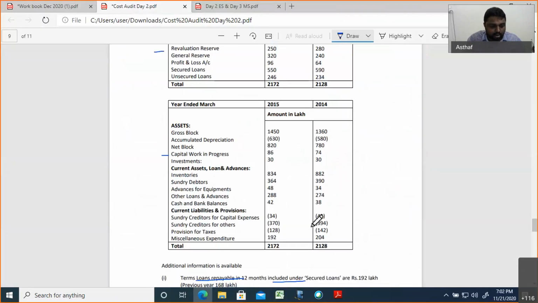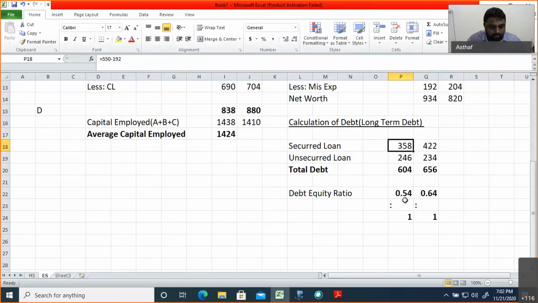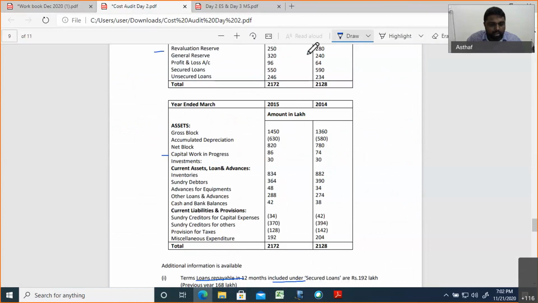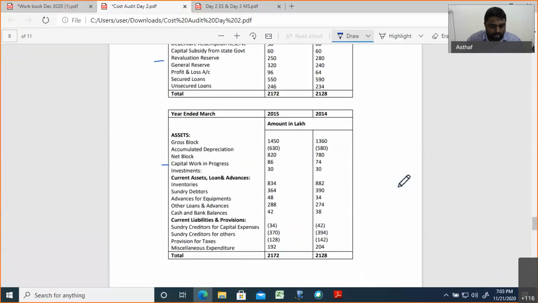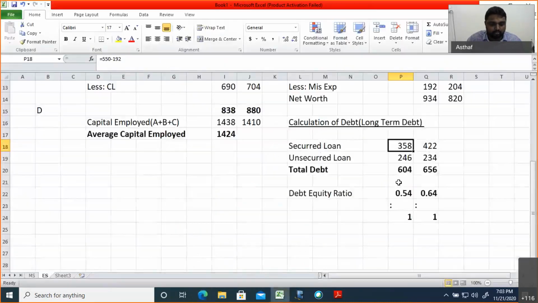Yes. So secured loan 550 minus 192. Correct only. So hope you have completed. We have finished capital employed, then we found debt equity, then we found net worth.